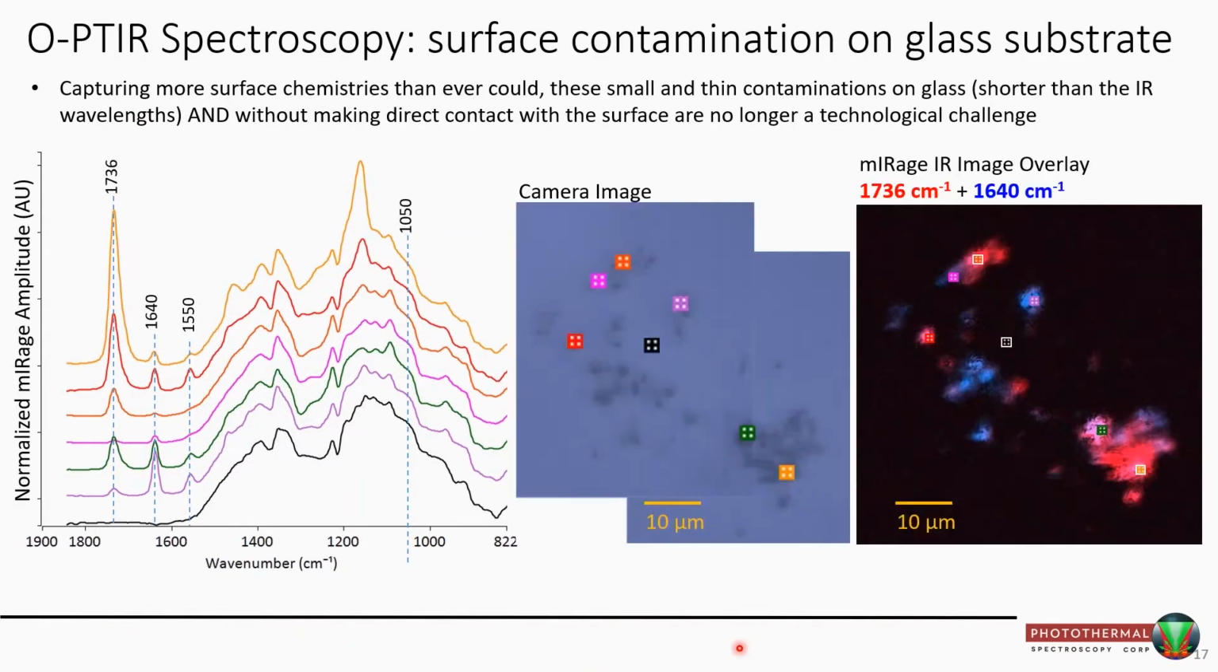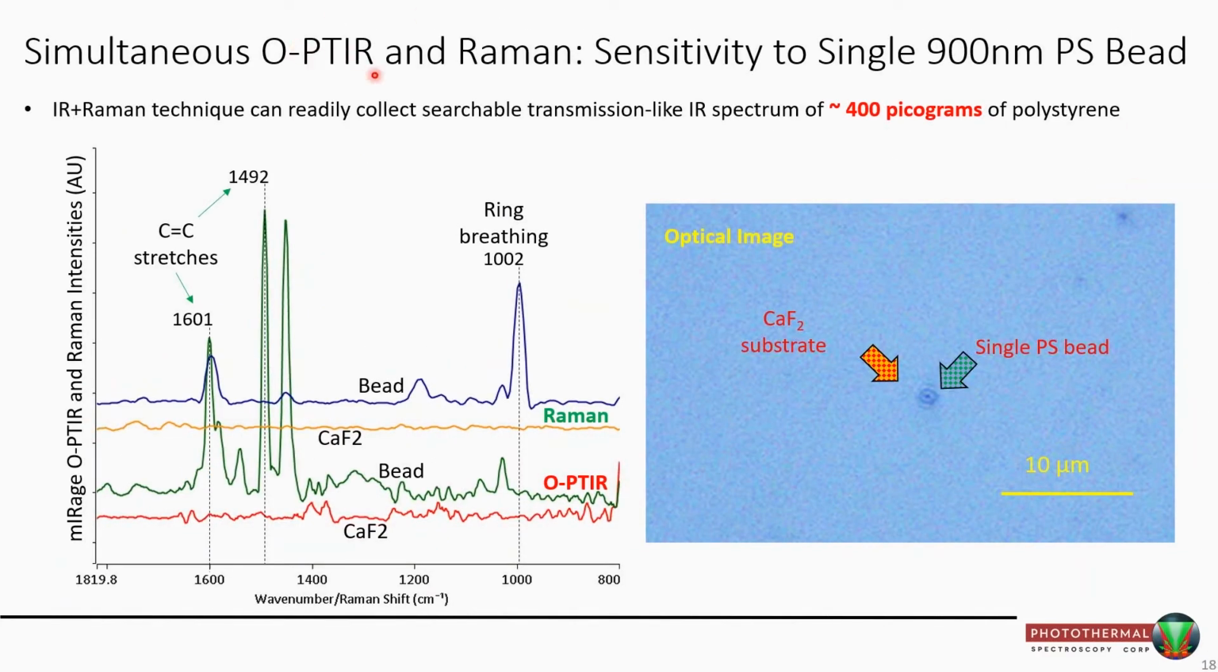Another cool example here is some surface contamination on glass. Remember I said before we could use glass? Well, here's the proof. So these are some defects on glass. Some very strong organics on there. You can still see a bit of a broad baseline, which is from the glass itself, but there's lots of organics superimposed on top of that. Picking a couple of bands here, we can do some single frequency, which also highlights that the contamination is quite heterogeneous in itself. Here's some simultaneous IR and Raman on a single 900 nanometer polystyrene bead.